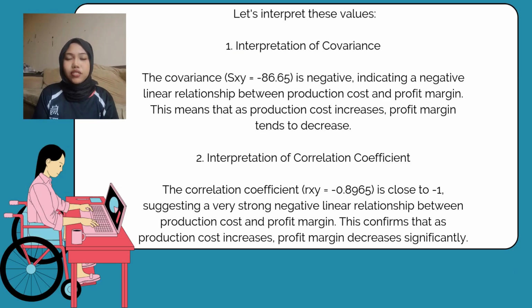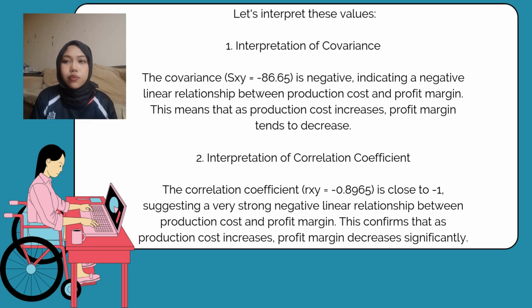So let's interpret these values. First is the interpretation of covariance. The covariance SXY is equal to negative 186.65. Since it's negative, it indicates a negative linear relationship between the production cost and profit margin. This means that as production costs increase, profit margin will tend to decrease.